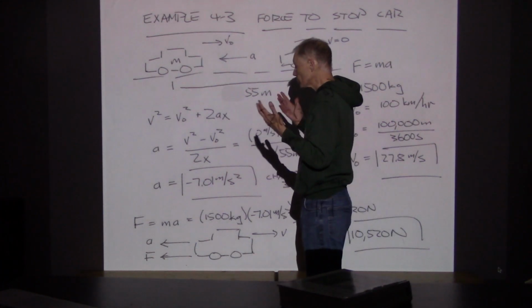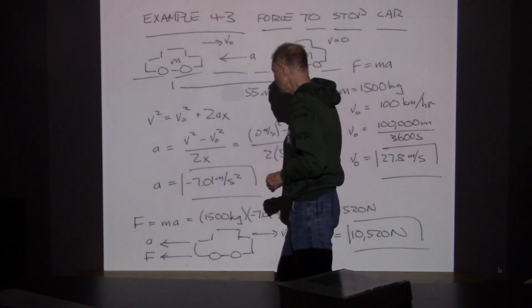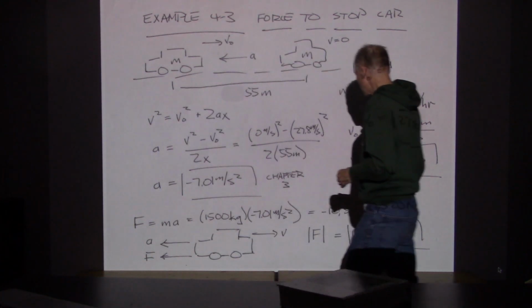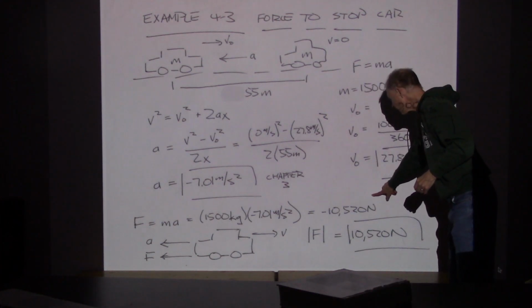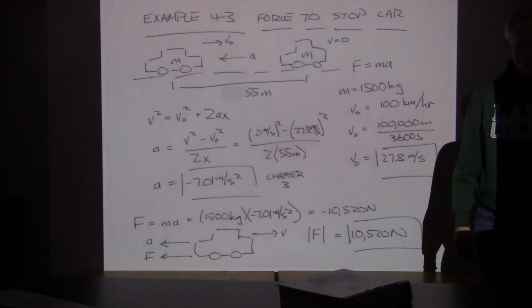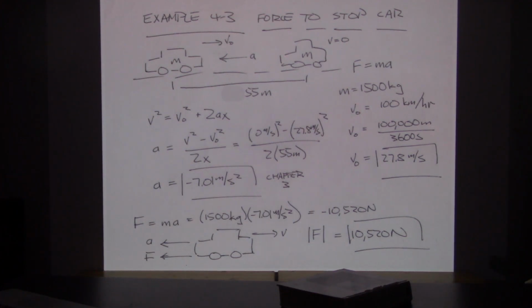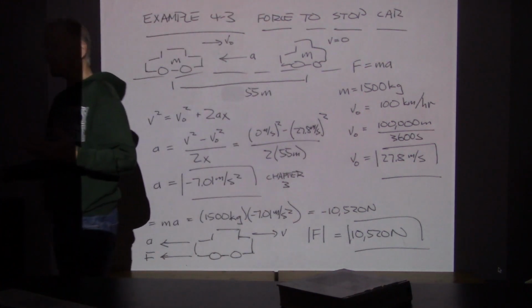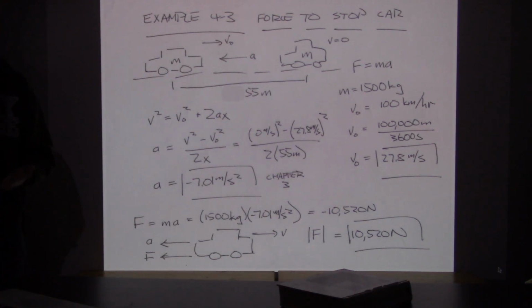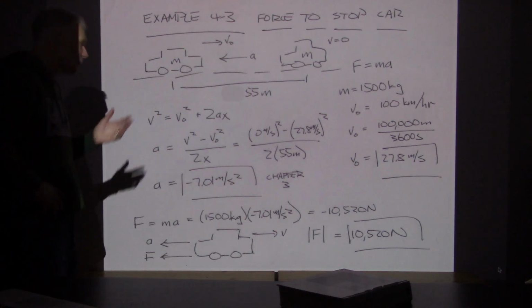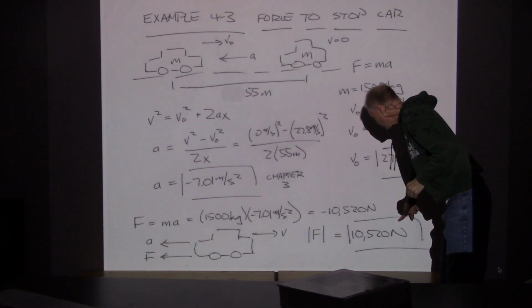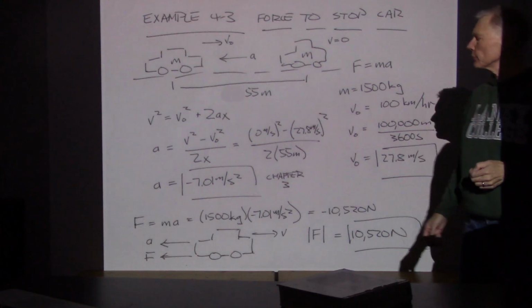Now we're going to say how much force is required, and to do that we can take the mass, multiply by that acceleration, and that says we're going to need 10,520 newtons. Now it's got a negative sign on it, but if you were talking with a colleague, analyzing the braking system of a car, you probably wouldn't call the force negative. You would just say we need the brakes to be able to provide a force of 10,520 newtons in order to stop the car in 55 meters.